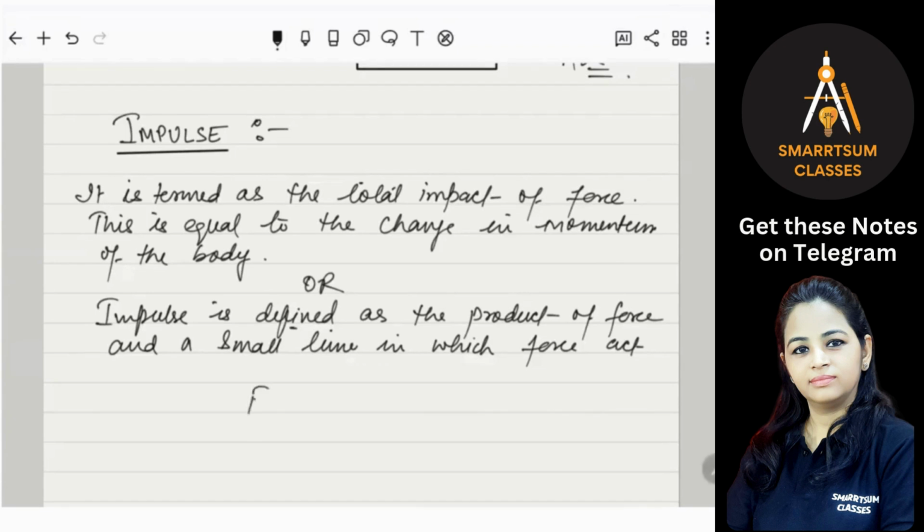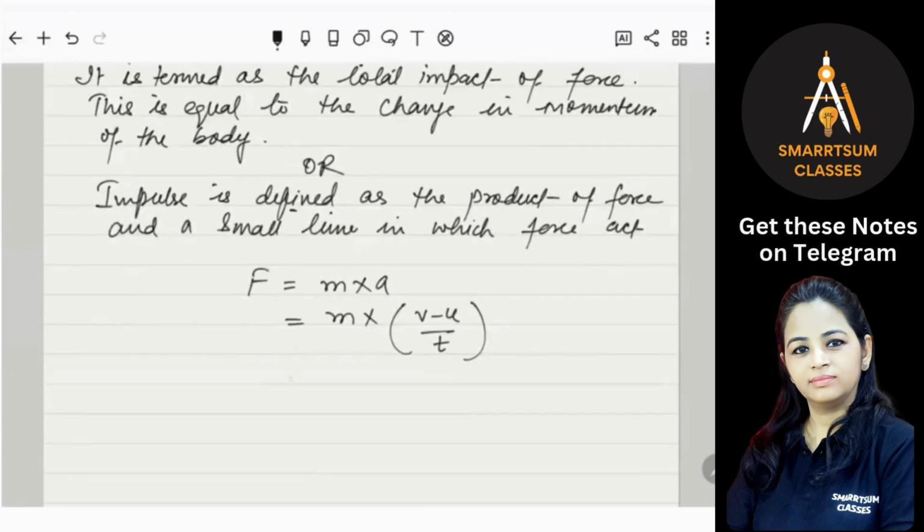So as we know that F is m into v minus u upon t. Right? Okay. Or we can start with m into a. F is equal to m into a. What is a? a is v minus u upon t. Right? Okay. Now, this is mv minus mu upon t. Multiply m inside the bracket. Right? Okay. This is F.